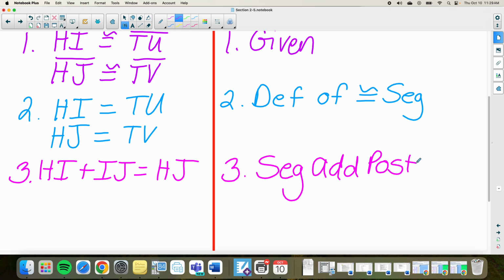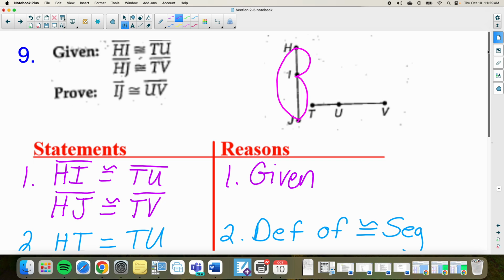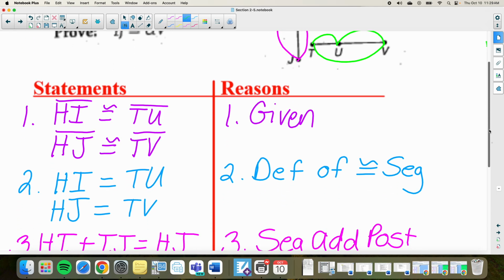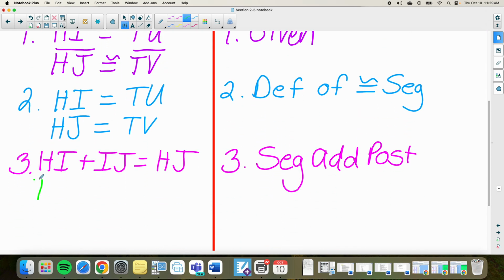Now, in that same step, I can break up my other segment, and I can say TU plus UV equals TV. And I can put those both under step 3, or I could have done step 4, and that would also be segment addition postulate.